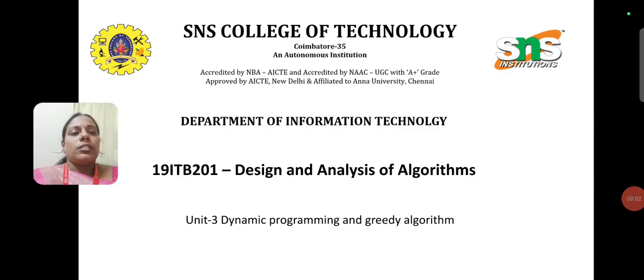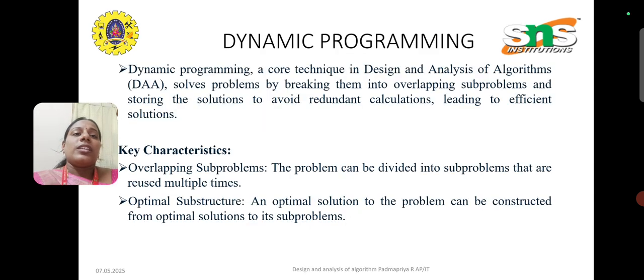Good evening, all. Today we are going to see the session about design and analysis of algorithms. In this session, the topic is dynamic programming and greedy algorithms. We are going to see what dynamic programming is, and how dynamic programming can solve that particular problem in an algorithm.